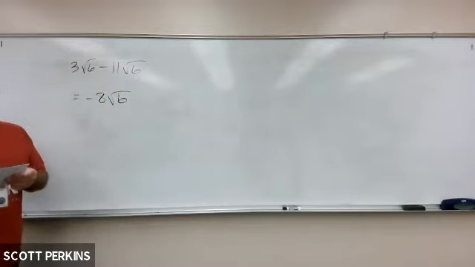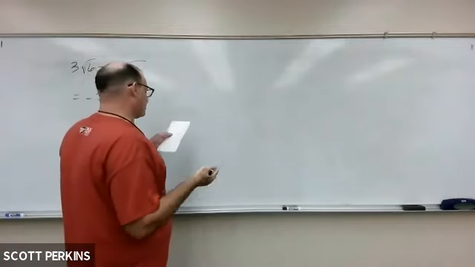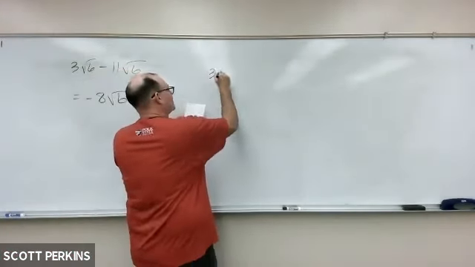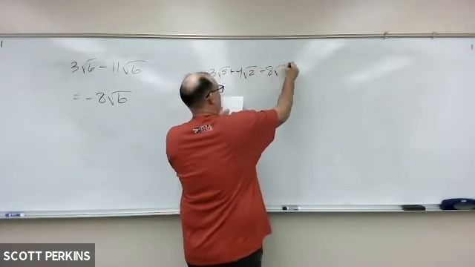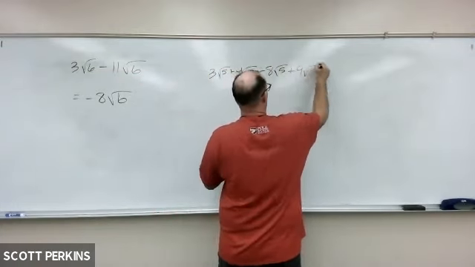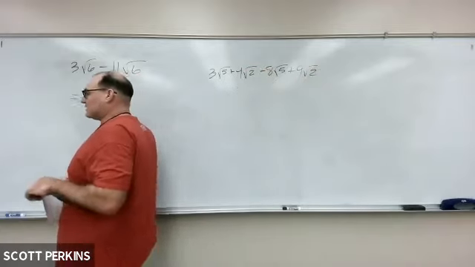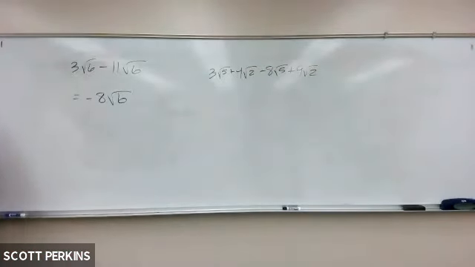Great job. So here's a problem where you're going to have to decide which ones are like terms. So if you have 3 square root of 5 plus 4 square root of 2 minus 8 square root of 5 plus 9 square root of 2. Simplify that. Combine your like terms.